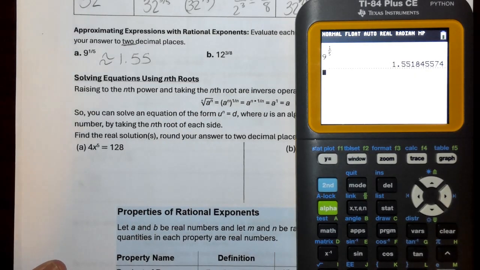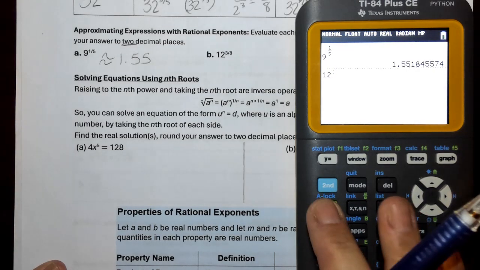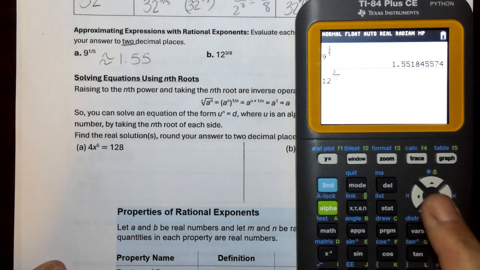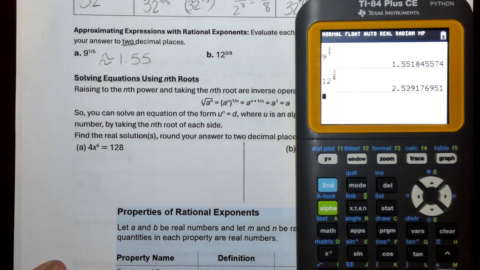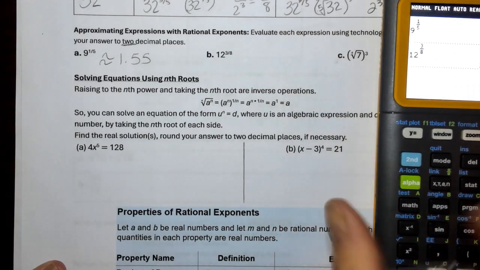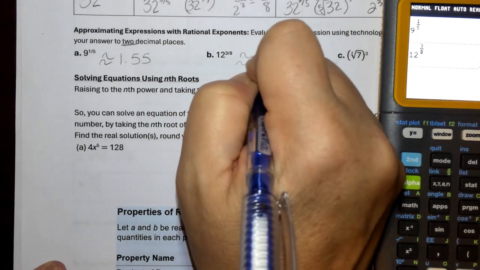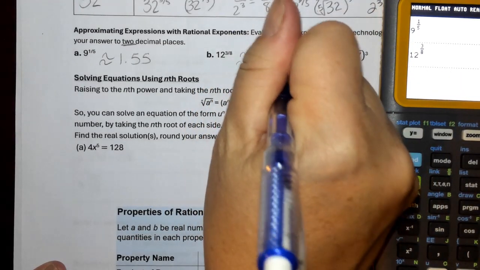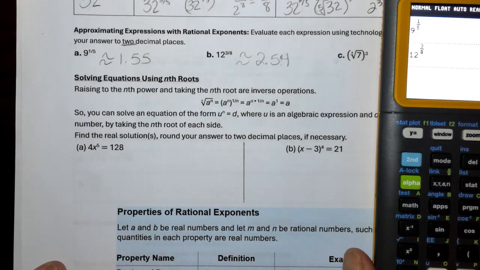We're going to do B. I'm going to type in 12, hit my exponent up button, and then I need a fraction. So I'm hitting the green button, then the fraction button, the 3, arrow down to the 8, hit enter. And now this one, I got 5.3, but my 9 is 5 or more. So that means I'm going to round this to 4. So this becomes approximately 2.54.